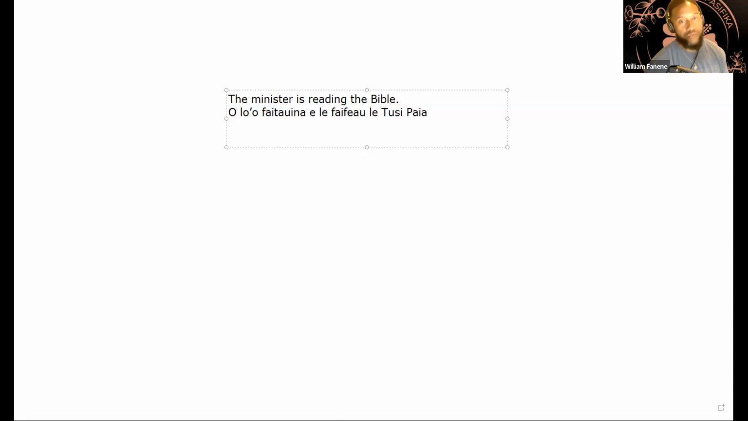Olo faitao ina ele faifeao le tusi paia. You might see that. More than likely you would see that because we have a faifeao that is doing the action of faitao to le tusi paia. All right, so the one subject, the faifeao, is doing this action of faitao to le tusi paia. So then we add this ina. Again, it doesn't always happen. People don't always do it. But more than likely you will hear it like that, and if you do hear it, that's why, because that subject is doing the action to another subject.